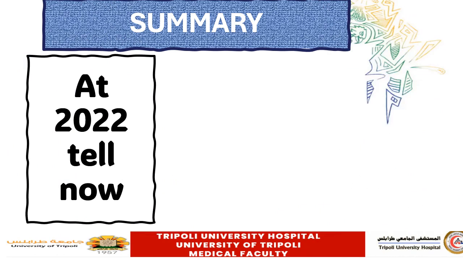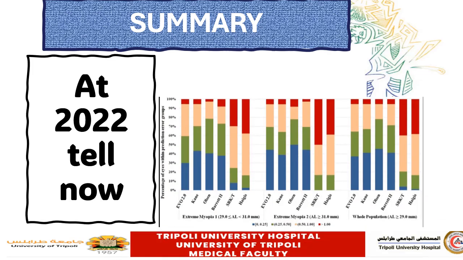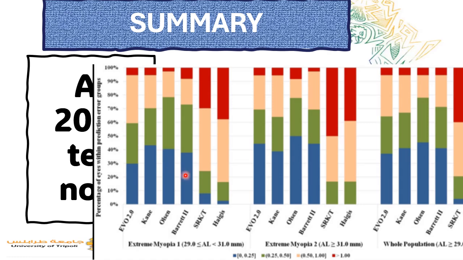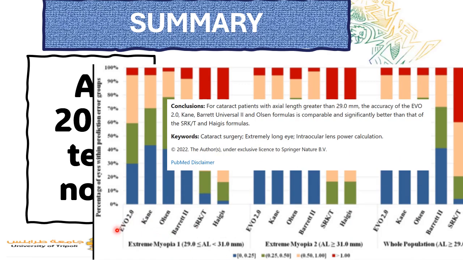In 2022, another important study was done to compare the efficacy of different IOL formulae in cases of high myopia with large axial length. You can see here cases of more than 29 millimeter axial length, and this case more than 31 millimeter axial length. They compared the EVO, Kane, Olsen, Barrett 2, SRK/T, and Haigis formulas. The result was that the first four formulas, the EVO, Kane, Olsen, and Barrett 2, had a statistically significant more accurate post-operative result as compared to the old generation SRK/T and Haigis formulas.